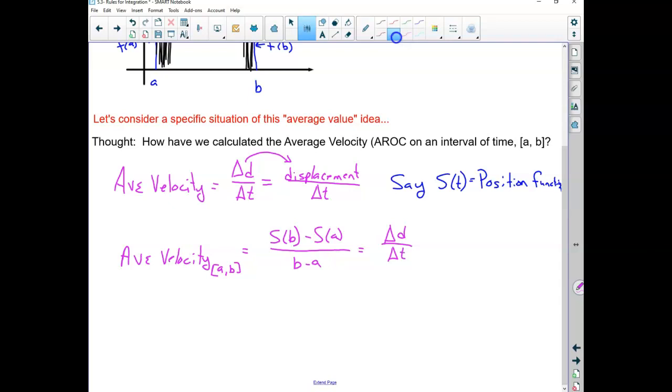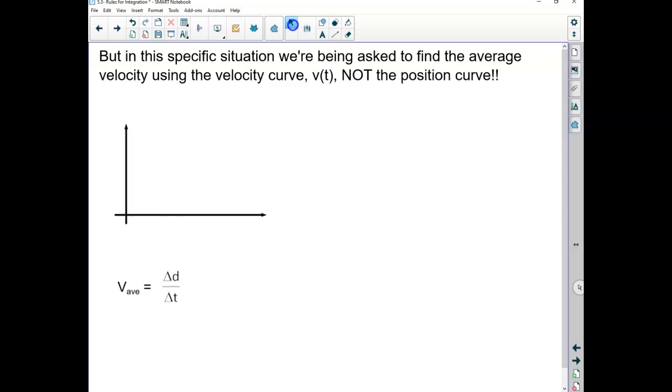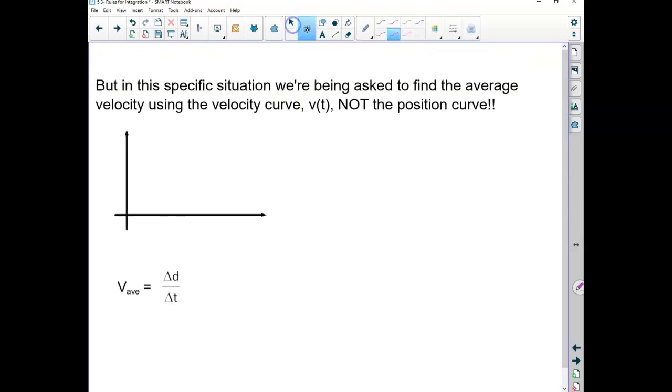And I know you're sitting here saying, okay, well, what's the big deal here? Well, the big deal here is when I come to this next page, okay, and this is a very specific situation. We are now being asked to find, let me put it that way, move all this stuff down just a skosh. We are now being asked to find, what the heck are we asking me? I want to find, or to calculate, the average velocity, except I'm using my velocity curve on A to B.